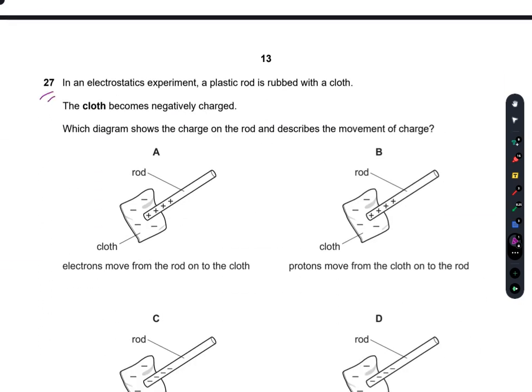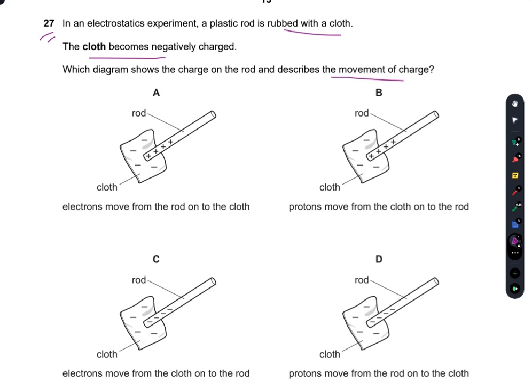Question number 27. In an electrostatics experiment, a plastic rod is rubbed with a cloth. The cloth becomes negatively charged. Okay. So which diagram shows the charge on the rod and describes the movement of the charge? Now, the charge on the cloth is negative, meaning that the rod will get a positive charge as shown in A and B. C and D are incorrect.